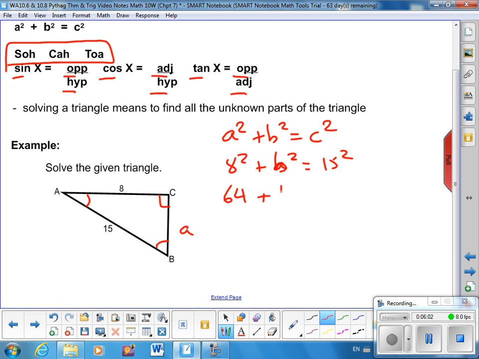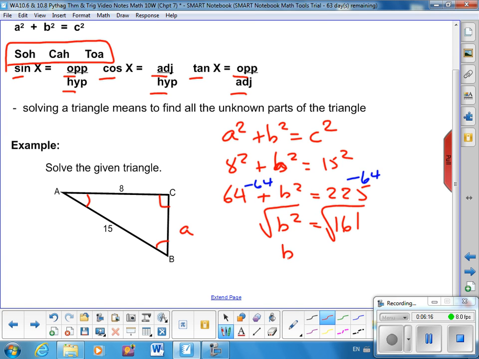64 plus b squared equals 225. B squared equals 161. I got 161 because I subtracted 64 to get it over to the other side. To undo the squaring, I square root, and b equals 12.7. Okay, be careful not to round it to a whole number. That makes it look like it came out as an exact answer. All right, so I have that answer.